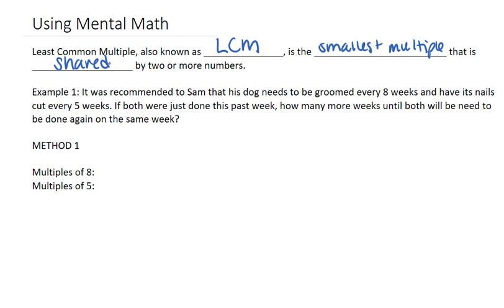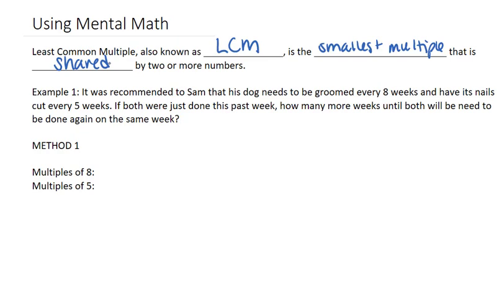It was recommended to Sam that his dog needs to be groomed every 8 weeks and have its nails cut every 5 weeks. If both were just done this past week, how many more weeks until both will need to be done again on the same week?